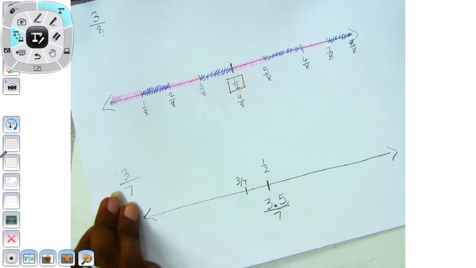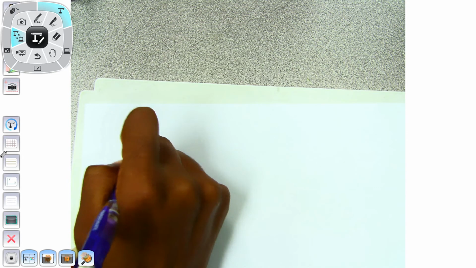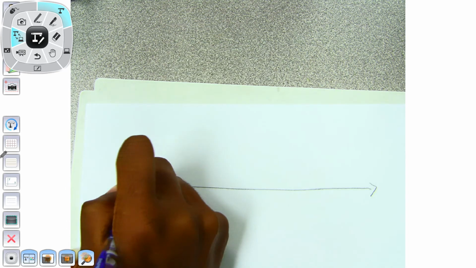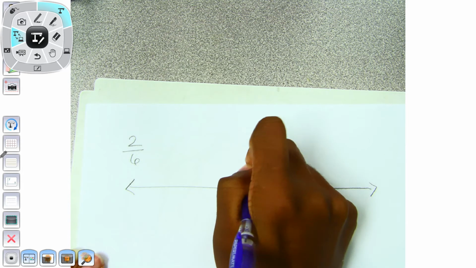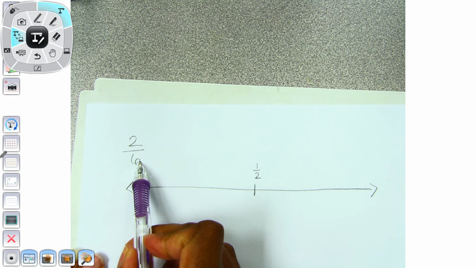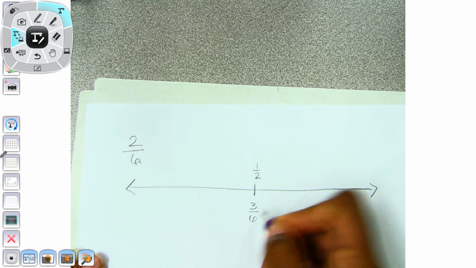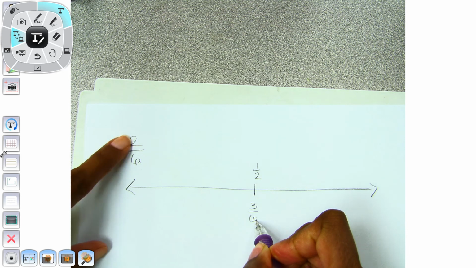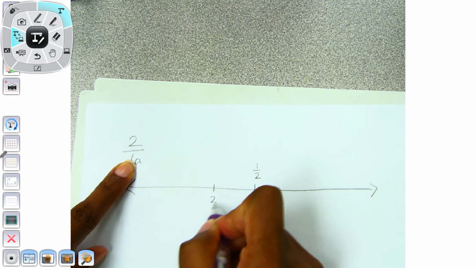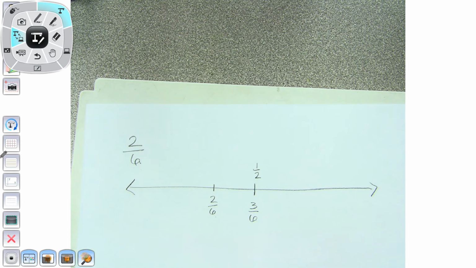Let's do another one right quick. I'll do another easy one. So say, for instance, you have 2/6. Draw a number line. I'm going to put my benchmark fraction on there, which is 1/2. And now I need to think about what is half of 6. That's right, 3. 3 is half of 6. So I'm going to put that right here. Well, if 3 is half of 6, that means 2/6 is less than 1/2. Or 2/6 is less than 3/6. That's how simple it is.